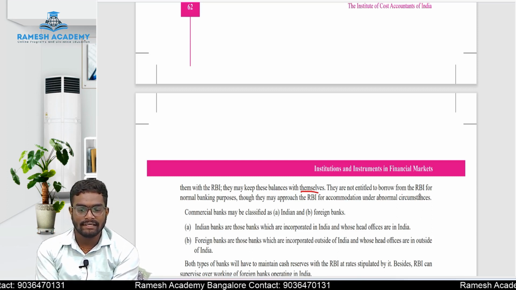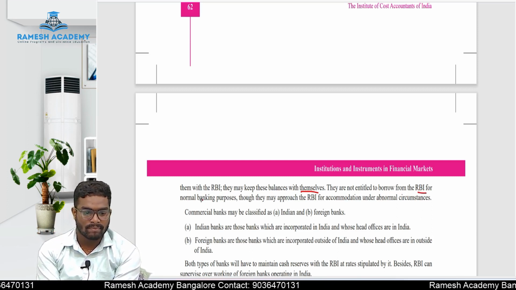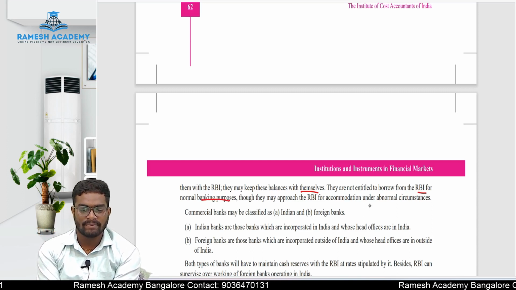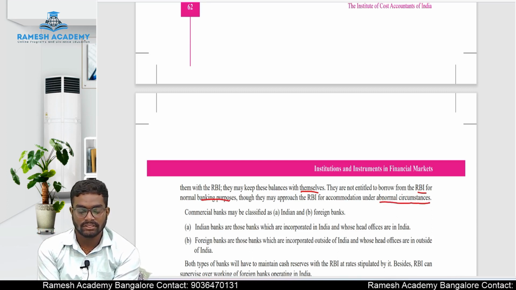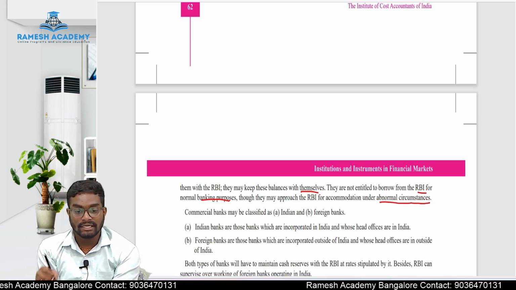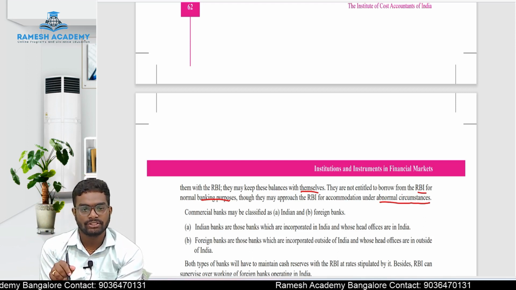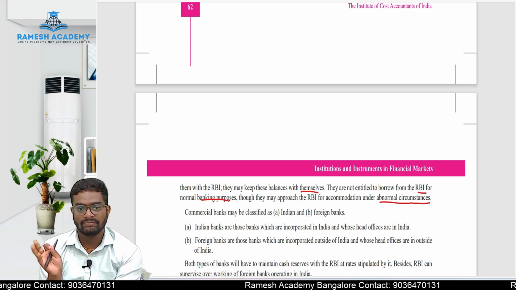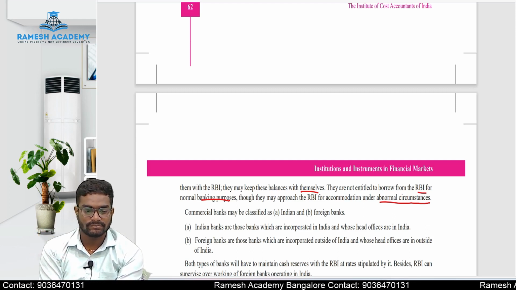They are not entitled to borrow from RBI for normal banking purposes, though they may approach the RBI for accommodation under normal circumstances. So for day-to-day business, they can't ask RBI for money, but in case of abnormal situations, they can ask, and it should satisfy the RBI officials.